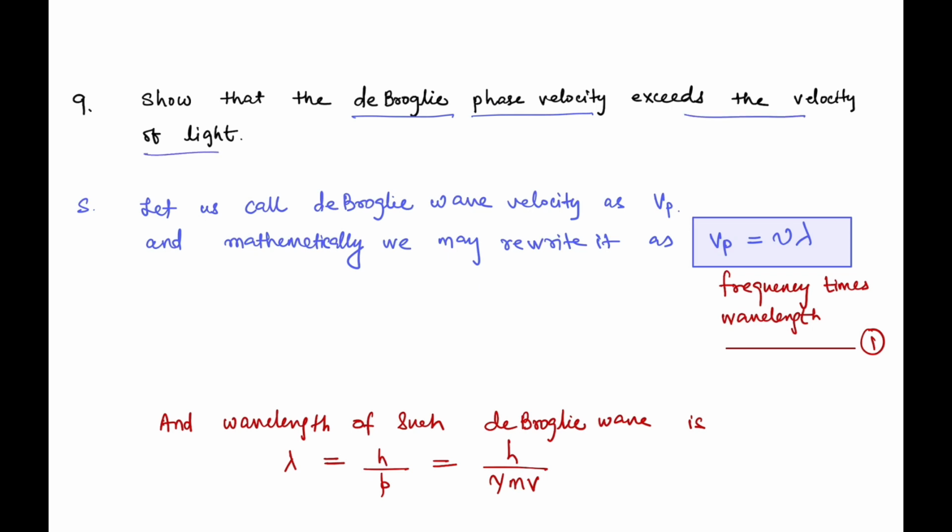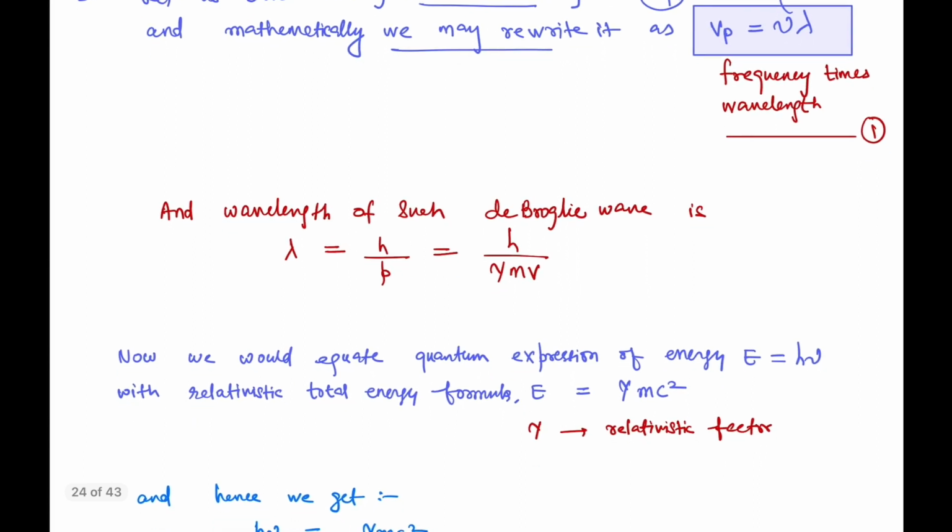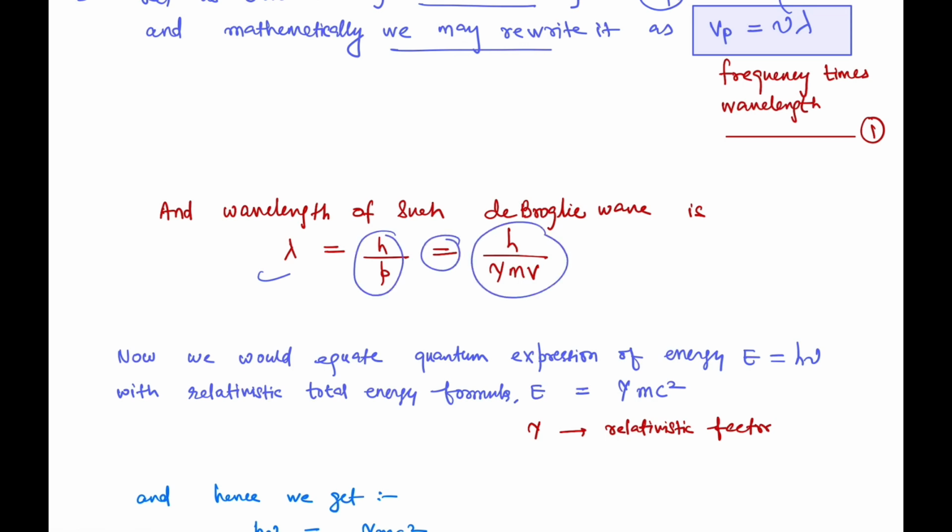Okay, so this is a very classic question. So we all know that de Broglie wave velocity can be written as Vp, and mathematically we may write it as Vp is equal to frequency multiplied by wavelength. Frequency times wavelength, that is the phase velocity, and the wavelength of such a de Broglie wave is lambda equal to h by p, which is equal to h by gamma mv, where gamma is nothing but the relativistic factor, that is 1 divided by root of 1 minus v square by c square.